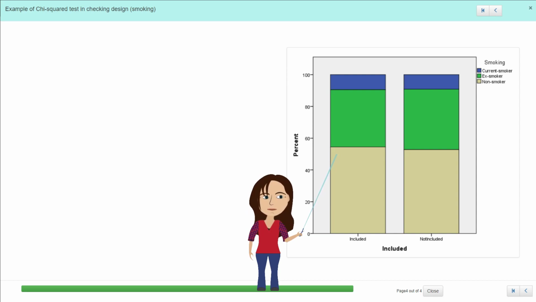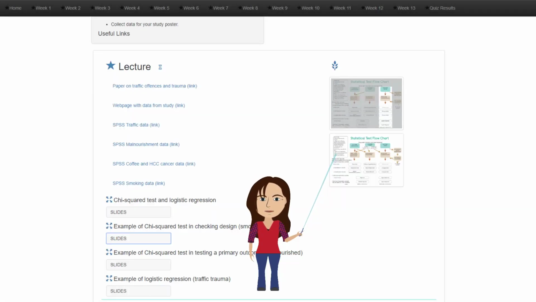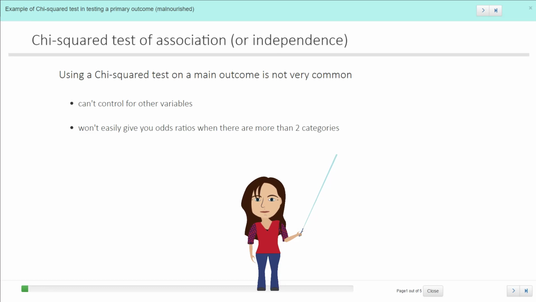So let's have a look at another example for the chi-squared test. And in this case, it's for checking the primary outcome of the study. It's not very common to use this on the main outcome because you can't control for other variables in a chi-squared test, and it won't easily give you the odds ratios. And so it actually took me quite a lot of time to find an example using a chi-squared test on a main outcome.